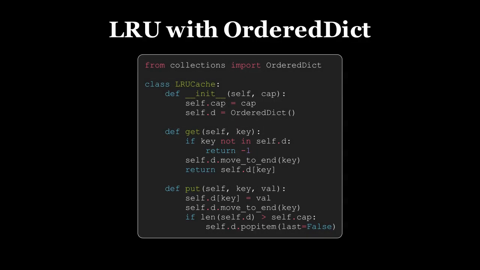Python hands you both halves in one object: OrderedDict, a dictionary that remembers order. On a get, fetch the value and move that key to the end, marking it most recent. On a put, set the key, move it to the end, and if we're over capacity, pop the oldest item from the front. Get and put, both O(1).